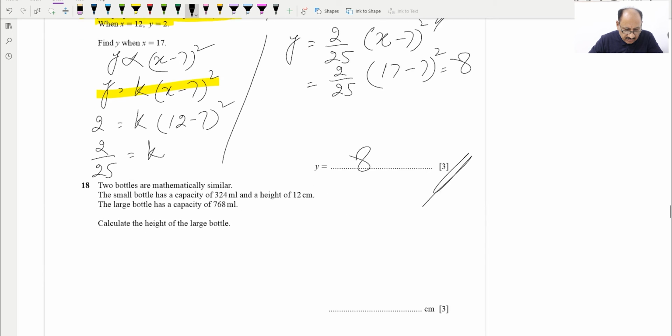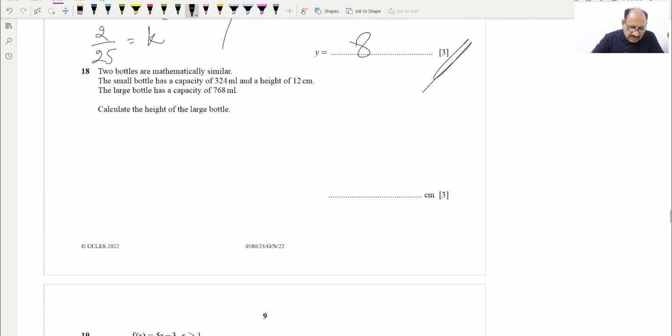Hopefully you understood this. Now question number 18 says two bottles are mathematically similar. The small bottle has a capacity, which will be volume, of 324 milliliters, and a height of 12 centimeters. The large bottle has a capacity of 768.